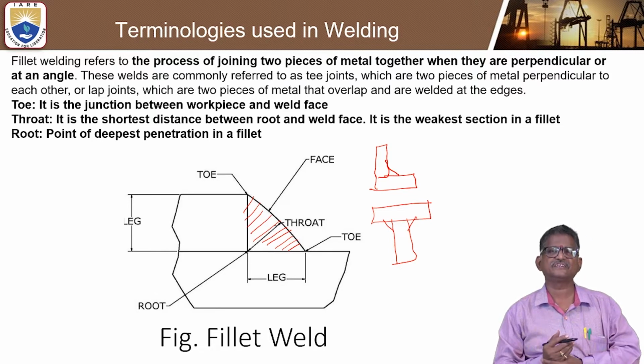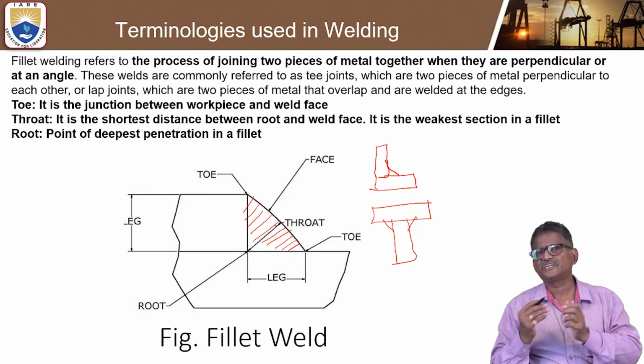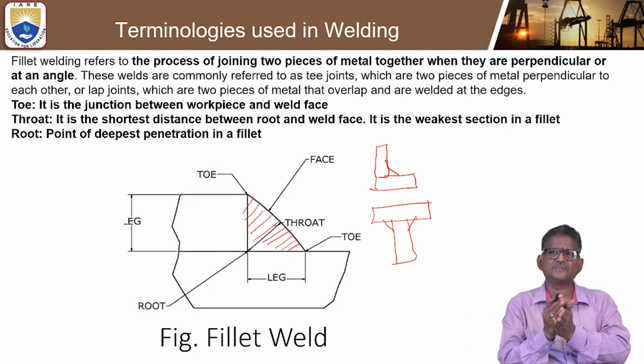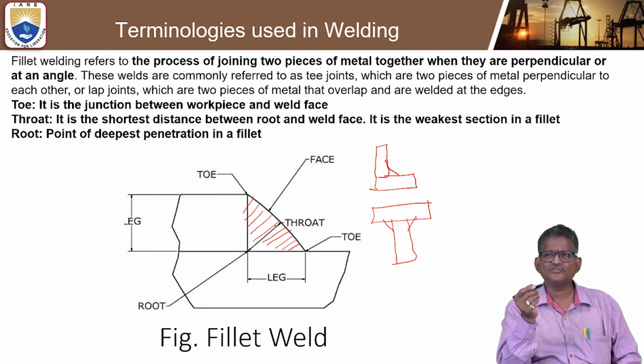Obviously, fillet welding is widely used. And one interesting thing I would like to share: two pieces of metal that overlap and are welded at the edges only. So sometimes, how do you perform a fabrication at the edge?